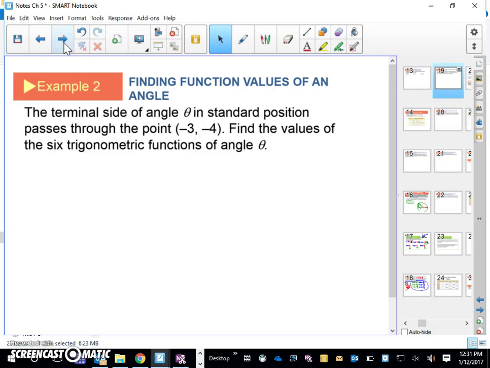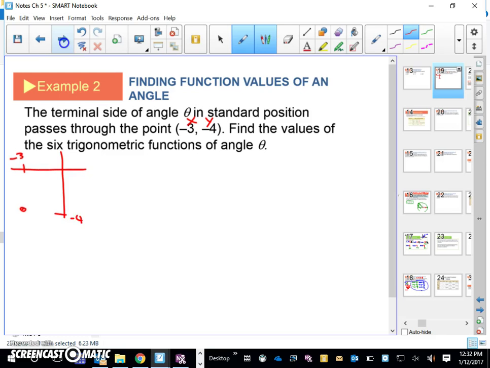Example 2 is basically the same thing. The terminal side of angle theta in standard position passes through the point (-3, -4). So here's your XY, and that's what we want. If you wanted to draw it, -3 and -4 puts us down here in the third quadrant, and we would be interested in a right triangle over here. I don't know that that's the most efficient way of doing the problem. I think if you know this formula, that's probably going to be faster.